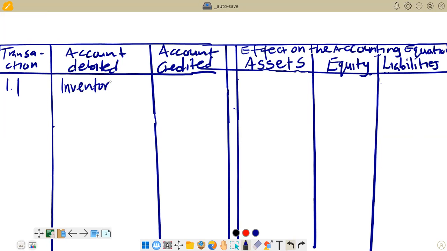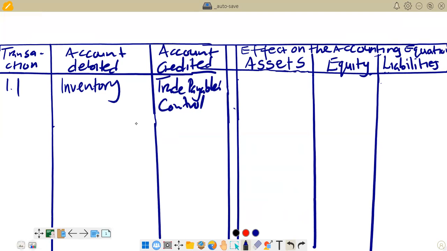And then the account that is going to be credited there is the trade payables. Remember, we said this is on credit. But if the inventory had been bought using a check or cash, you're supposed to open the bank account and then credit the bank account or cash account. But this one is on credit. We are going to the trade payables control. So this is going to affect the trade payables control.